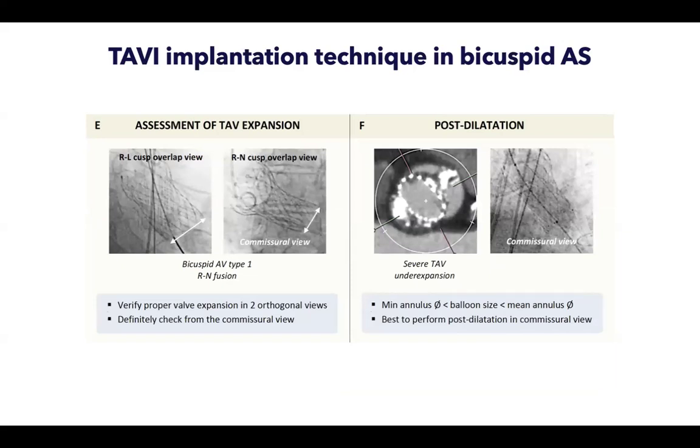Yes, that means you should not only look from an aleo, but you should definitely go and look from your commissural view. And in your commissural view, very often it's a right-left cusp overlap view again, because it's typically a type 1 right-left fusion case you're treating. Well, you have to look where the valve is underexpanded. If there is underexpansion, I will typically pulse dilate carefully, but I will pulse dilate.